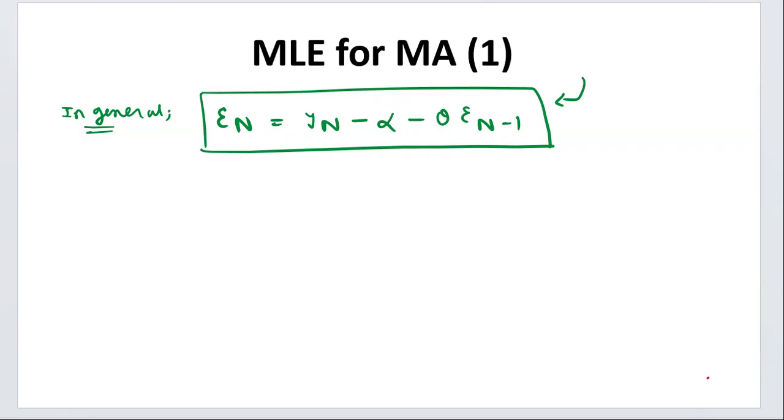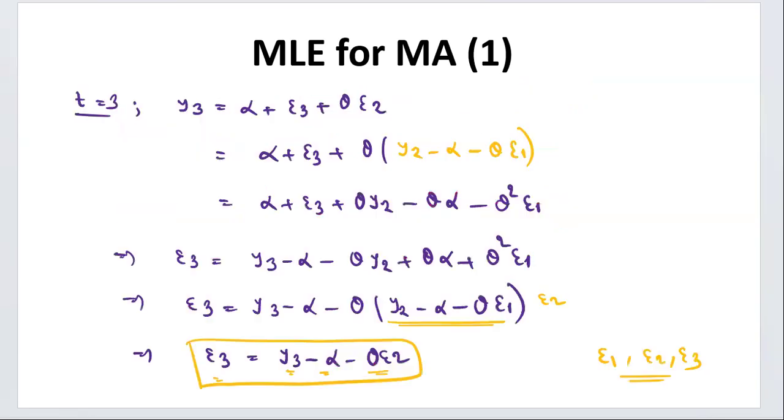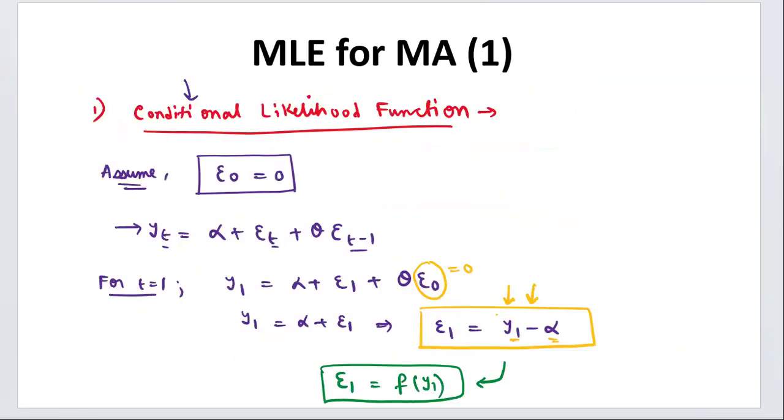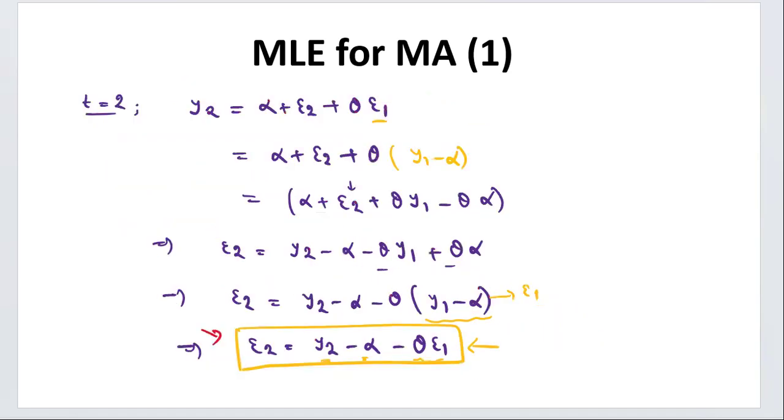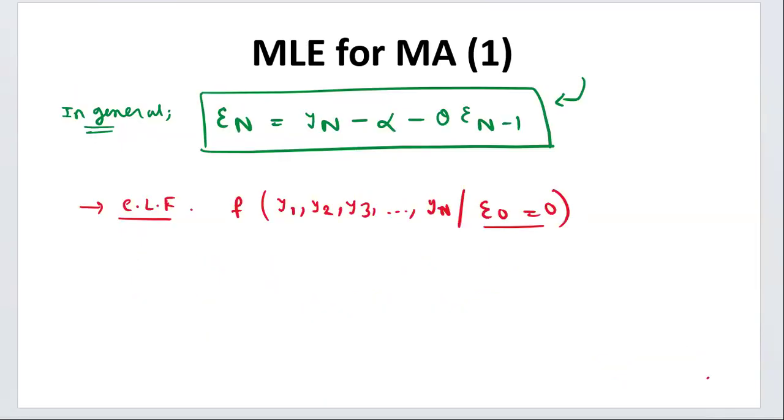Now we can find out the conditional likelihood function. Let me write what it will be. It is a function of, first write whatever is known to you, y1, y2 and so on, given epsilon naught is 0. This is the assumption that we made initially, and this assumption basically helped us in deriving these epsilon terms, epsilon 1, epsilon 2, and epsilon 3. That is the reason for making this assumption.